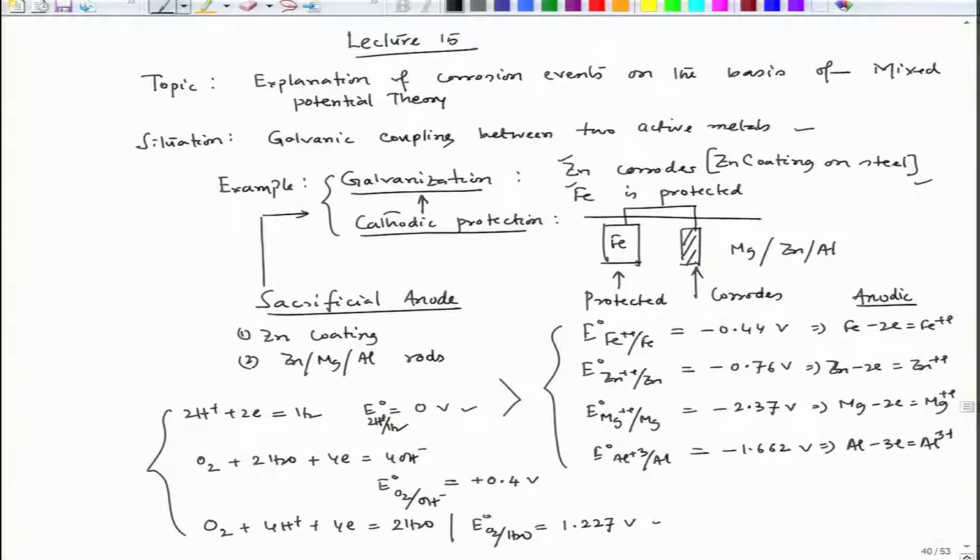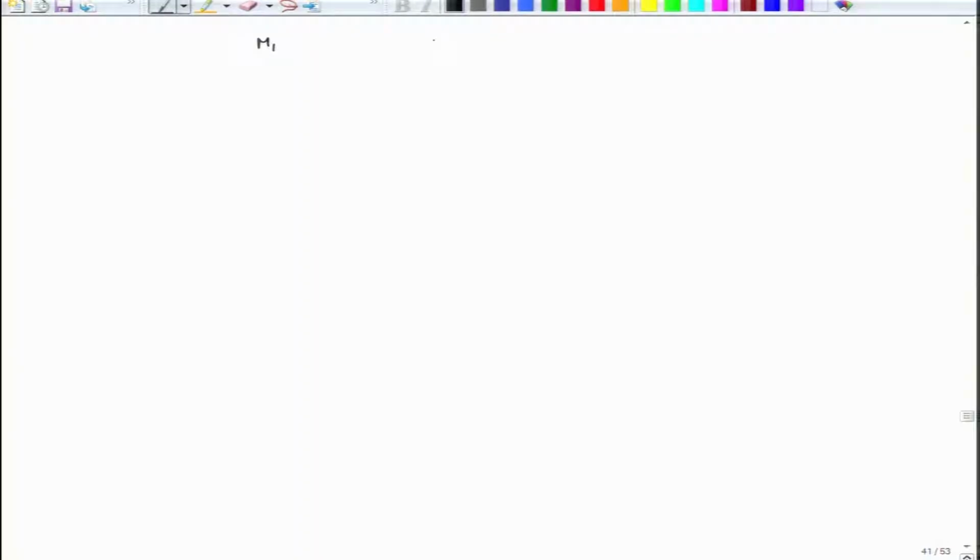So, in order to do that, let us see how individually they are behaving. Let us say if we expose a metal M1, or let us say iron and zinc, exposed separately in acid medium, and where this acid is pure acid and also there is no dissolved oxygen.